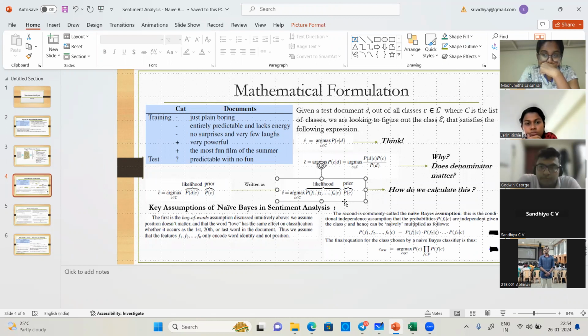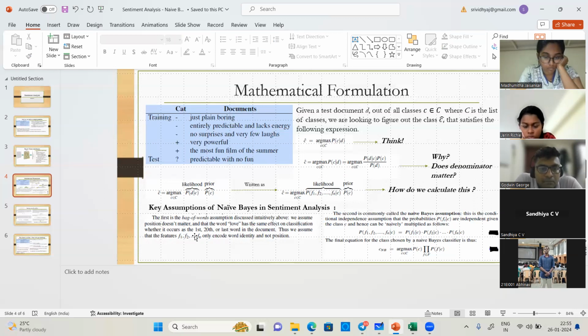I hope you are with me until this point. Now, but there's still another problem. How do I calculate P of F1, F2, F3, Fn given C? That problem still remains, right? So how do we calculate this? Now, that's where we're going to work with certain assumptions. Let me explain what those assumptions are.